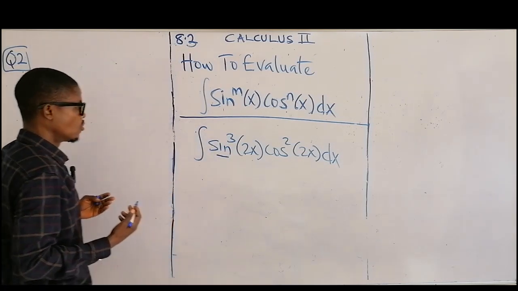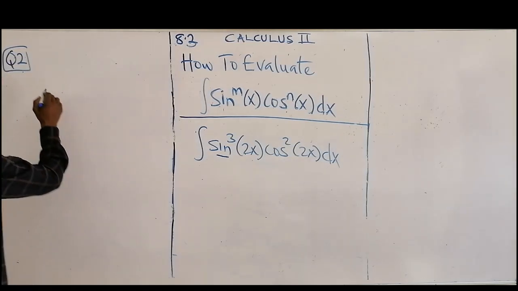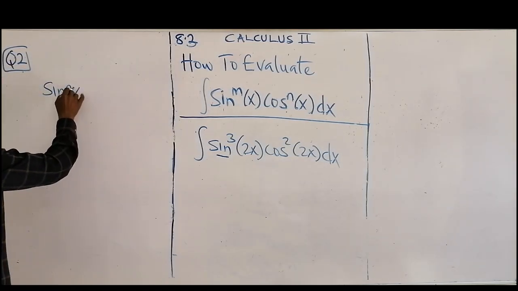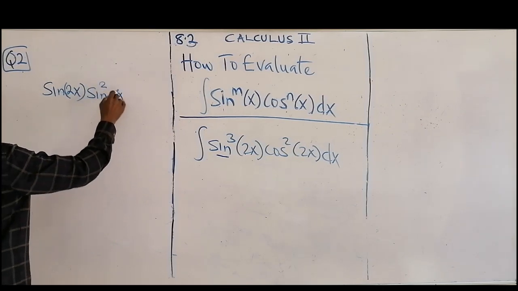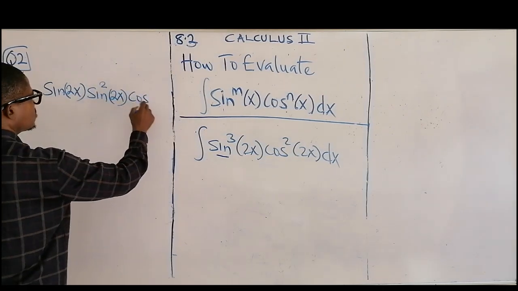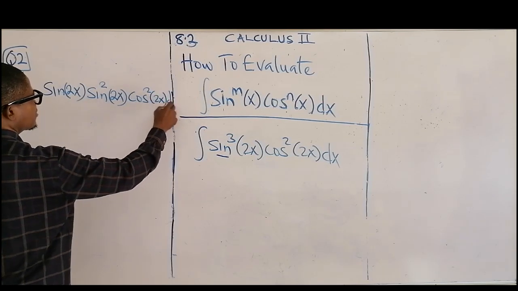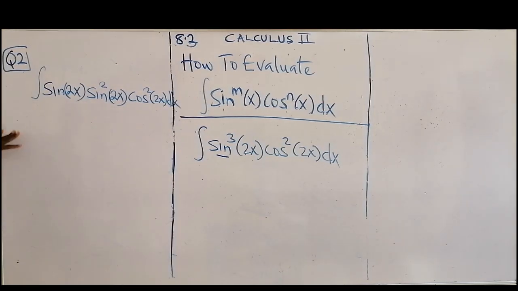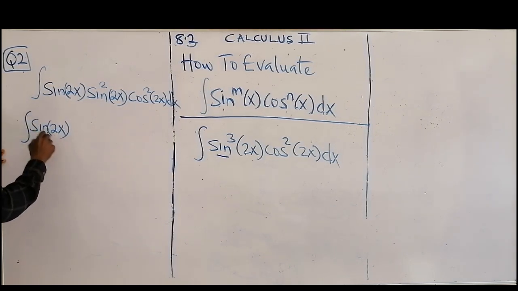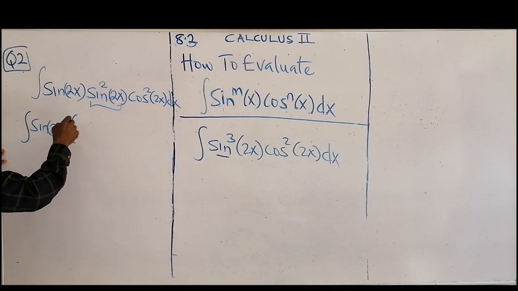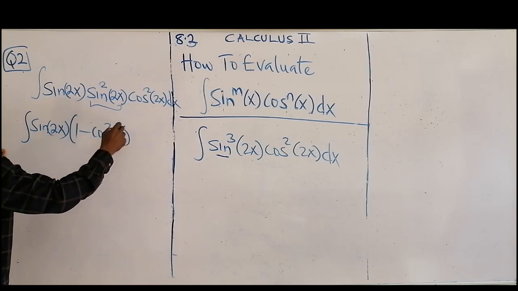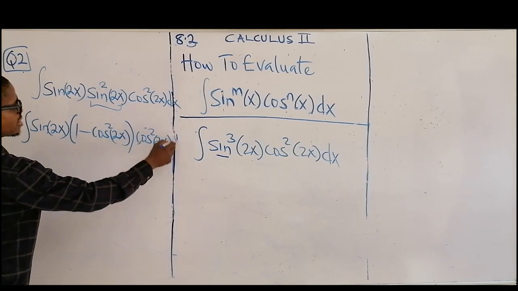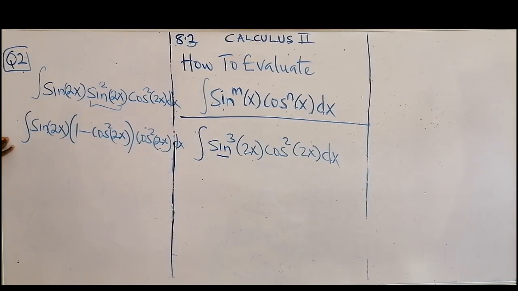For this case, the power of the sine is odd, and that is case 2. So in that case, what we are going to do is very simple. We are going to also split it into 2 parts, sin²x, and then followed by sin², the function, and then times the last one, cos²2x dx. So that's what we have now. Then the next thing to do is to use our trig identity for this one, which will be equal to 1 minus cos²2x times cos²2x dx. So that's what we have in this case.